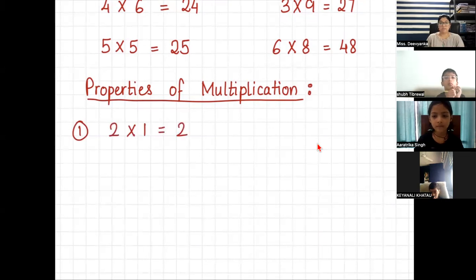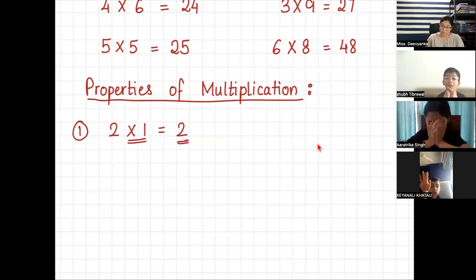Just see in your tables. 2 ones are 2, 3 ones are 3, 4 ones are 4, 5 ones are 5, 6 ones are 6, 7 ones are 7, 8 ones are 8, 9 ones are 9. So whenever we are multiplying any number by 1, your answer is going to remain the same number, or your product remains the same number.